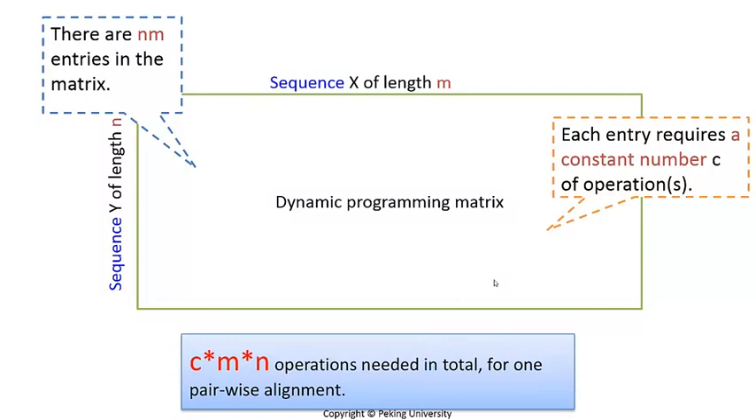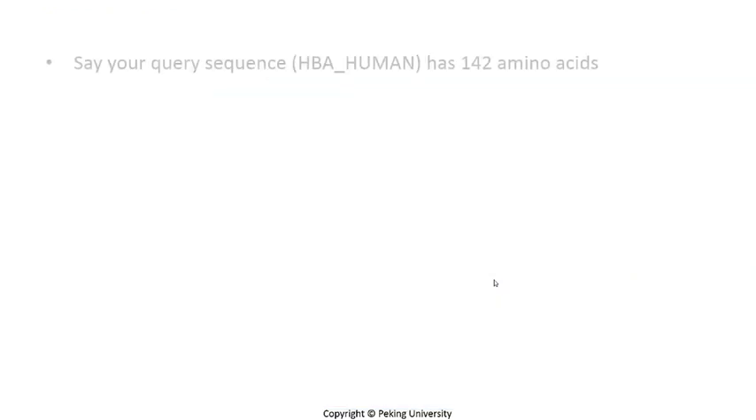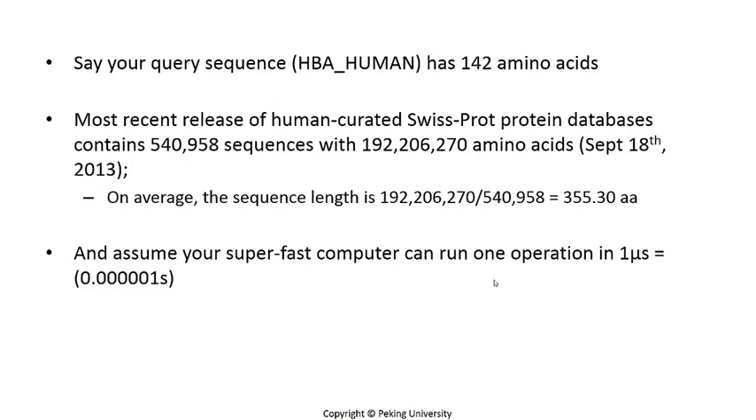Let's try to substitute some numerical values in for these variables. Assume that the query sequence is human myoglobin alpha subunit. It is made of 142 amino acids. The database to search is the latest version of the Swiss-Prot database released on September 18, 2013. If your computer can fill in a cell within 1 microsecond, then you will need about 7.8 hours to finish searching the whole database.